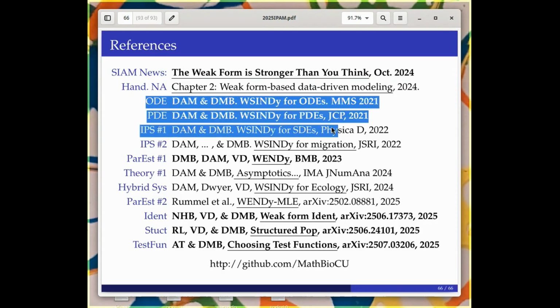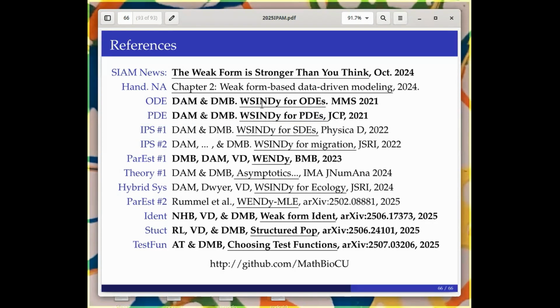Then, of course, these are the first two papers, the ODE and PDE models, that started the whole thing. And then the parameter estimation, when we figured out the total least squares and the correction for the covariances, and a variety of other papers that supplement this. I did want to draw attention to the last three here, which are currently in review. Nora's paper looks at identifiability when you have hidden compartments. Rainey's paper is on discovering structured populations. And April is a grad student who has come up with a way to look at how you actually choose the test functions so that they give you the answers that you want.